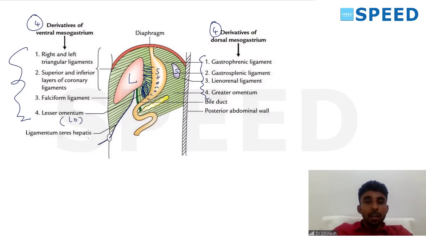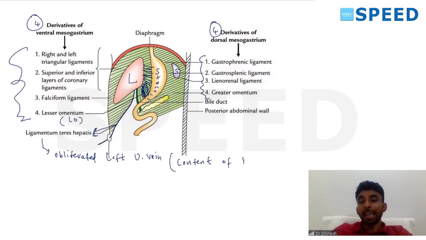Fine. So there is something labeled as ligamentum teres. This blue colored structure, ligamentum teres, is nothing but the obliterated left umbilical vein. Ligamentum teres is the obliterated left umbilical vein, and it is a content of one ligament called falciform ligament. It is a content of falciform ligament.